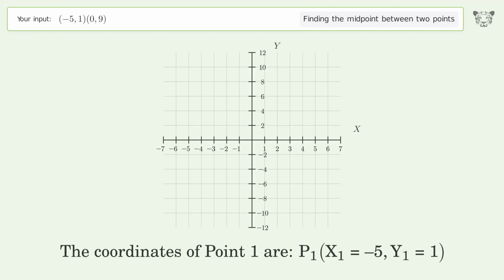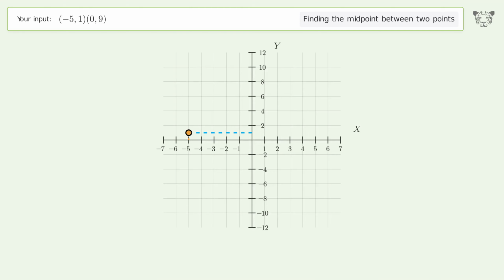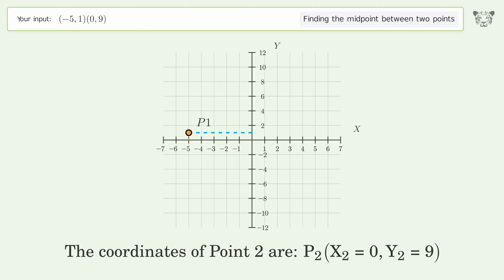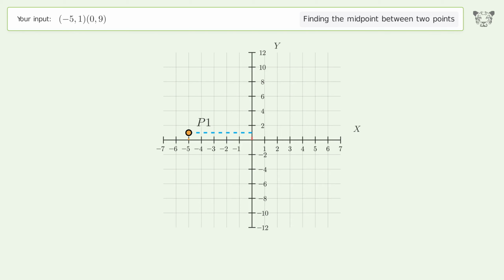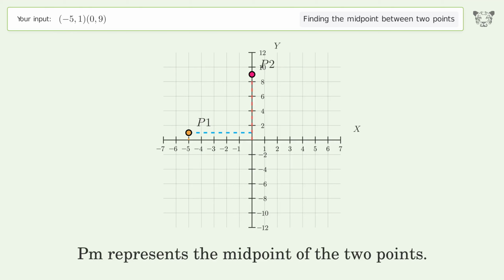The coordinates of point 1 are, x1 equals negative 5, y1 equals 1. The coordinates of point 2 are, x2 equals 0, y2 equals 9. PM represents the midpoint of the 2 points.